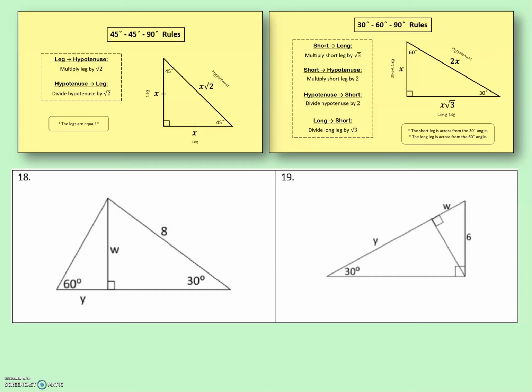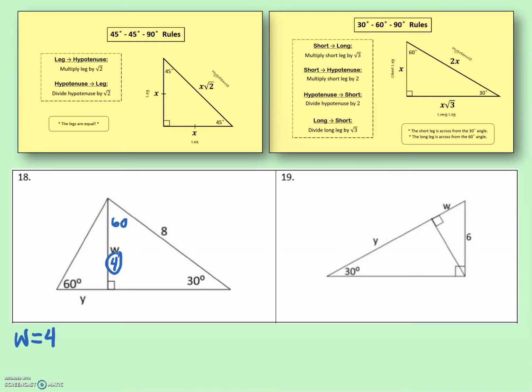Alright, so starting out with number 18, it looks like we have 30, 60, 90 triangles here. We can fill in that we know this is 60 because it gives us the 90. And looking at this triangle here, we know we're going to use these rules. It gives us the hypotenuse, which is 8. So to go from hypotenuse to the short leg, from 8 to the W, you're going to divide it by 2. So W equals 4, and we can label that with a 4.